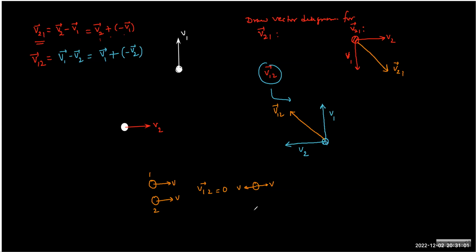Isn't it? Yes, sir. But if I am moving towards right and you are moving towards left, what is the relative velocity of 1, 2, or 2, 1? 2V. So numerically, it is either plus 2V or minus 2V, right? Depending on how we choose the direction. So the modulus will be always 2V. Am I right? So if two objects are moving in the opposite direction, the relative becomes double. Yes or no? Yes, sir.